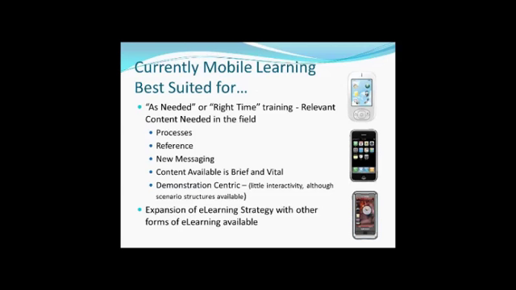Then we have the content. We've got to make sure that the content available is brief and vital. And so that's where we really get into those priorities where it's got to be information that they have to see now and that it works well for them right then. You really don't want them scrolling through pages and pages and pages of material to find things. You want them to be able to get right to it immediately.